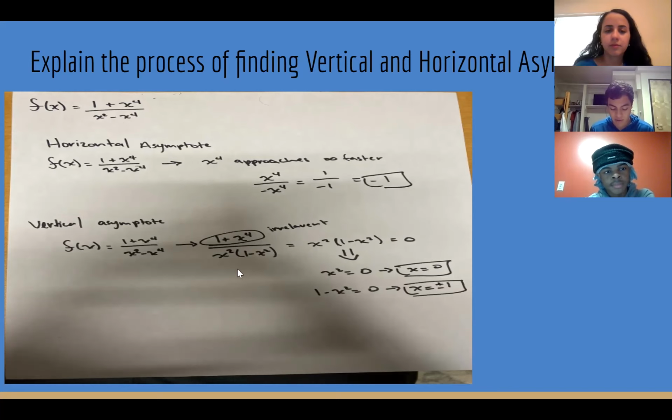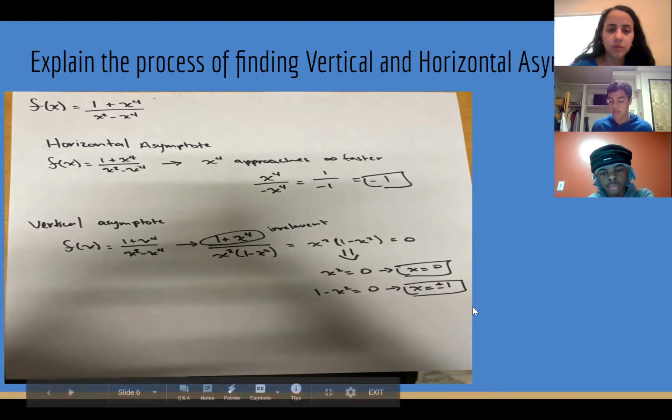For the vertical asymptote, same equation. I factored out the bottom to find the roots and set them equal to 0. We would not need the top for this part of the equation. From there, we have x squared times 1 minus x squared as our factors, and we set them both equal to 0. For x squared equals 0, we get x equals 0, and for 1 minus x squared equals 0, we get x equaling positive and negative 1.